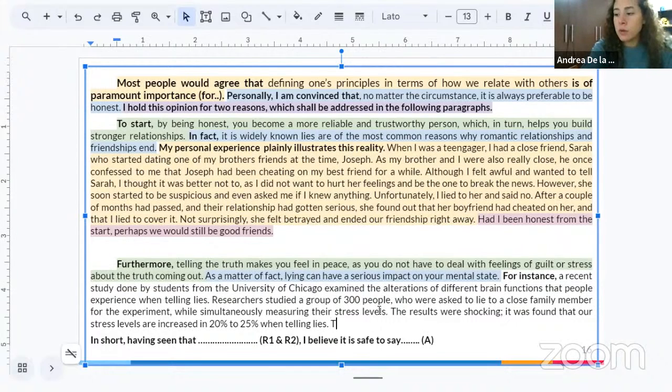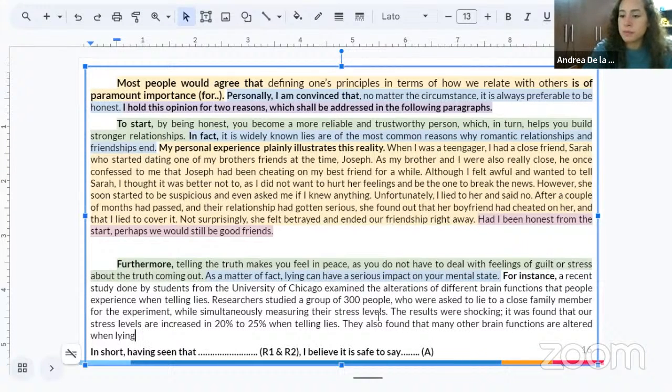Maybe we can continue. They also found that many other brain functions related or involved in lying are affected, are altered when lying. Okay, so this is the example.